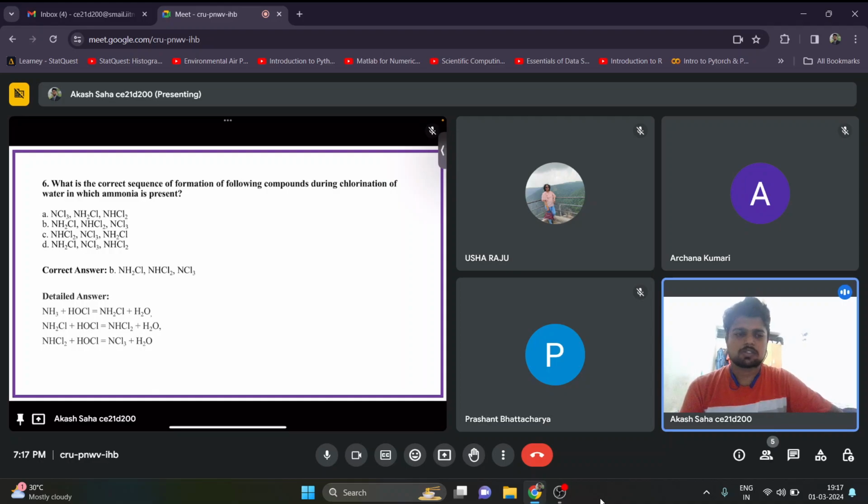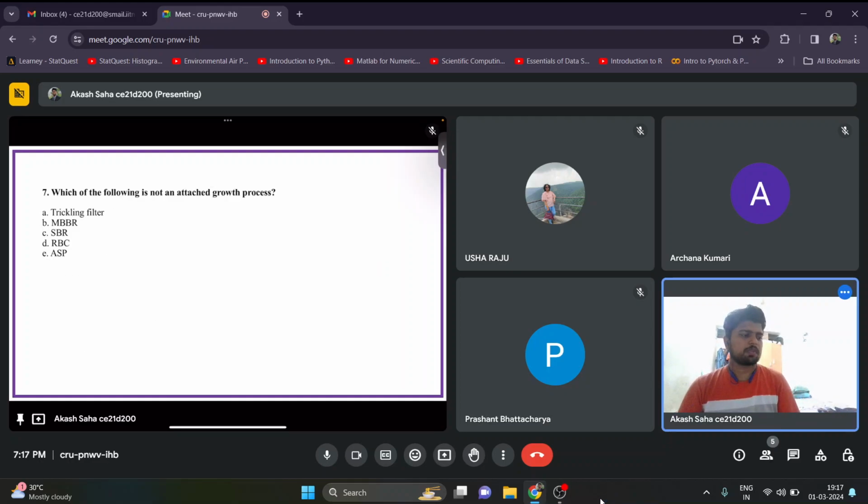So this was the sixth question. I hope everyone is comfortable with it. So we'll move to the next question now. Okay. So it says, which of the following is not an attached growth process?